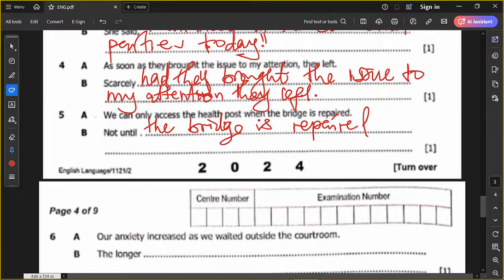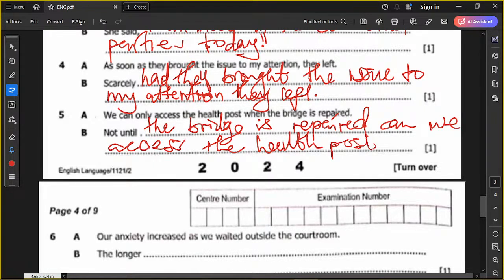Not until the bridge is repaired can we access the health post. Okay, we come to question 6.